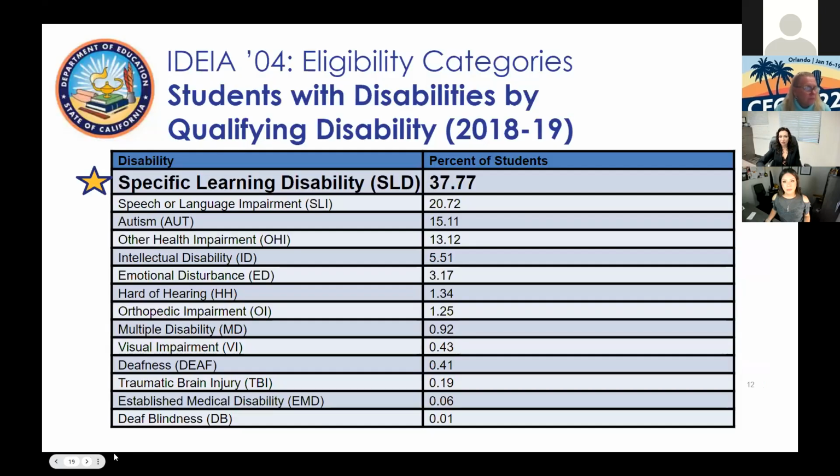Because in California, what we do know is there is an inordinate amount of English learners who are represented amongst the eligibility categories found in IDEA, but specifically in this category, which is specific learning disability. This particular disability category, in California, about 37% of students are identified in this category. But what we also know is that there are students who are English learners who are duly identified as an English learner with a disability in this category of specific learning disability.